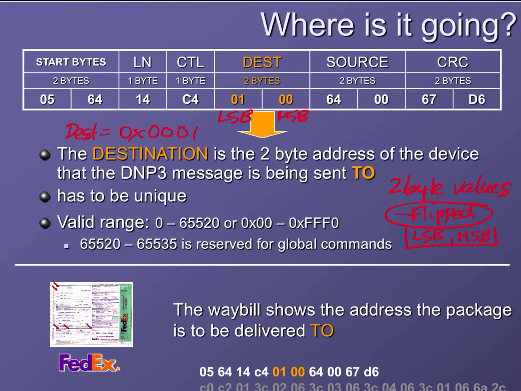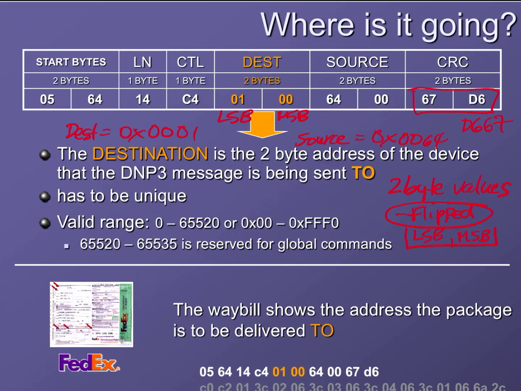But that means if that's a 2-byte source address, that would have to be flipped as well, wouldn't it? So the source would be flipped and it would equal 0x0064. Okay, and as a matter of fact, in order to get the right CRC value, you'd have to flip that as well, because the actual CRC calculation would be D667, because it's a 2-byte value.